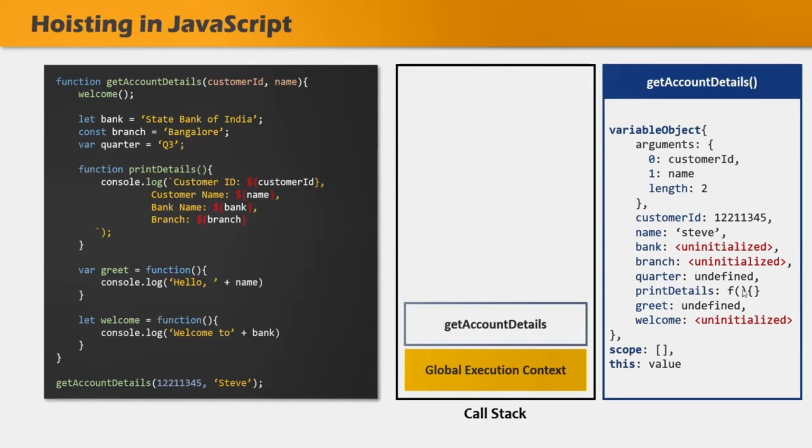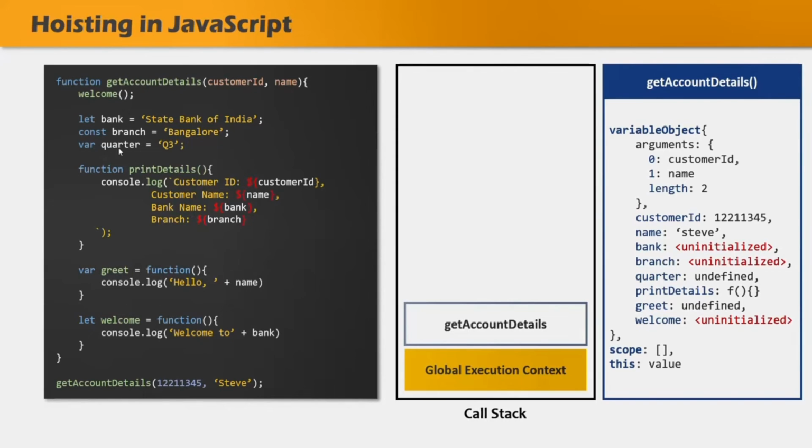Similarly, the function code is also scanned for variable declarations. For each variable, a property is created in the variable object and it is set to undefined if the variable is created using var keyword. Otherwise, if the variable is created using let or const keyword, then that will be set to uninitialized. In this example, this quarter variable and this greet variable are created using var keyword. Now this quarter variable is storing a string value and this greet variable is storing a function.